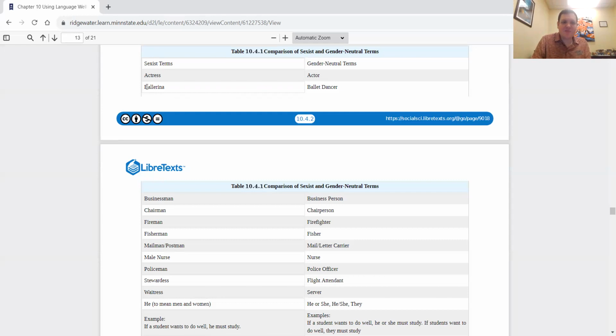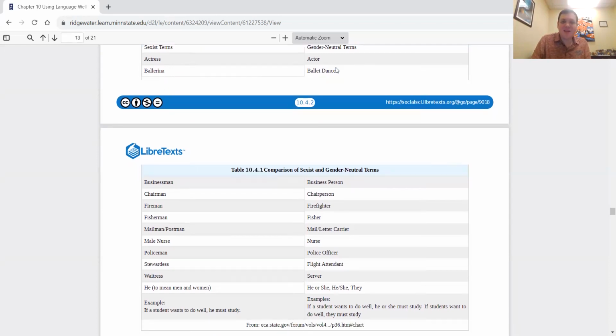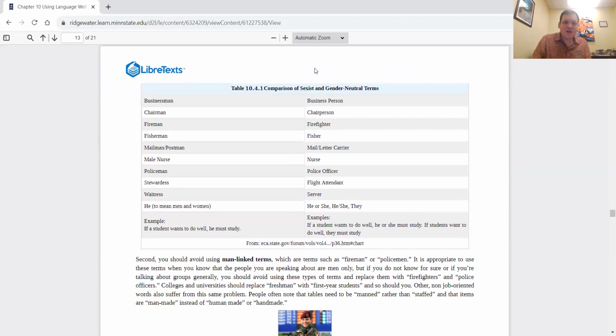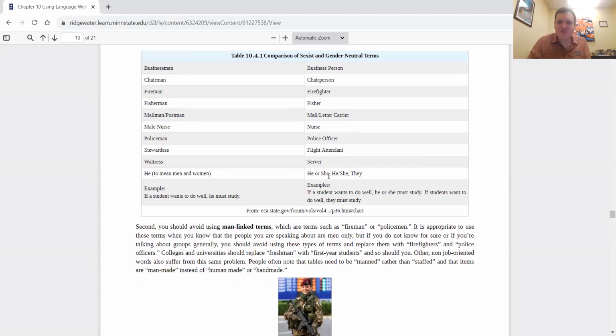Ballerina, very common term. Some women probably refer to themselves as a ballerina. I'm not sure. Some men may refer to themselves as a ballerina too. I'm not sure. But ballet dancer is a more gender neutral one. Talks about businessmen, chairmen, firemen, fishermen. So getting rid of these mans at the end and changing them to person or firefighter. Letter carrier. My mom was a lunch lady for a long time, and she refers to herself as a lunch lady, but it could be a lunch server, right? So again, there's ways to think about the language and how the language frames what you're saying.